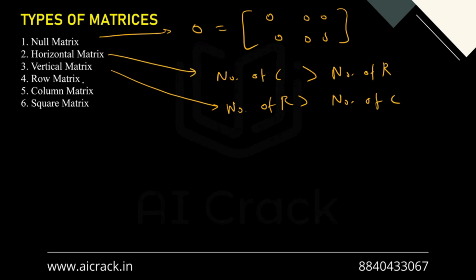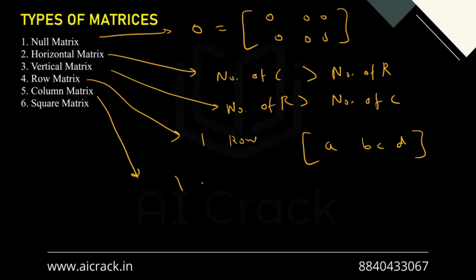Now if we talk about the row matrix, a row matrix is a special case of horizontal matrix. In the case of a row matrix, we have just one single row and multiple columns. So it looks something like A, B, C, D. This is how a row matrix looks. And in the case of a column matrix, we have just one column. So this looks like 1, 2, 3, 4. This is how a column matrix looks.